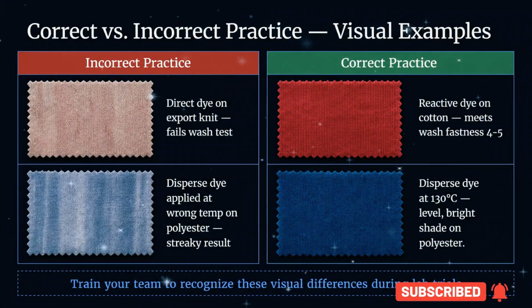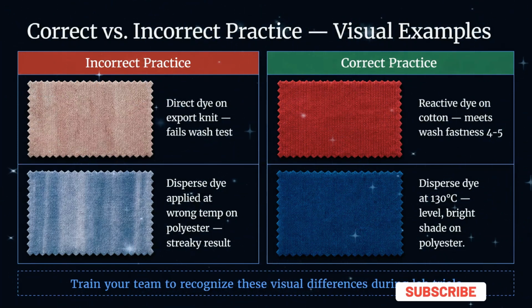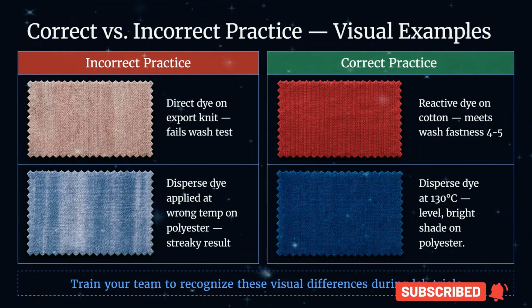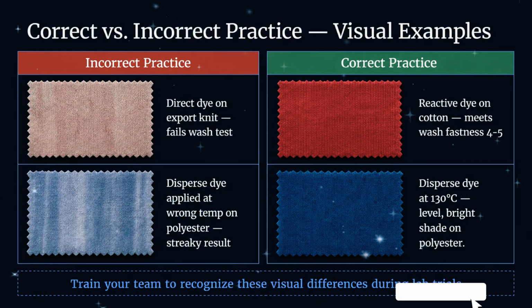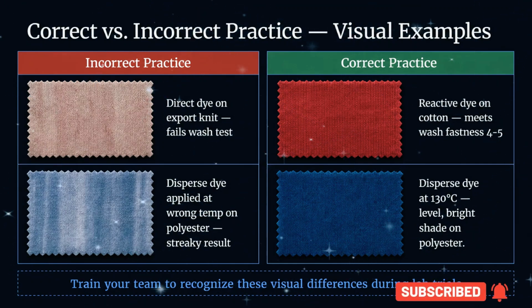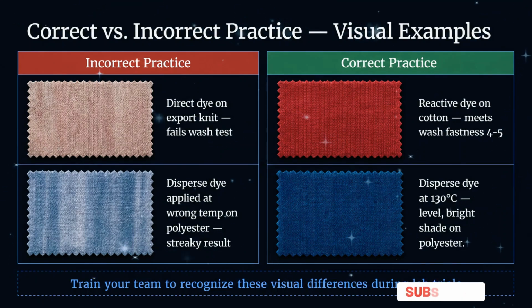Observe these visual examples. Incorrectly using direct dye on an export knit results in a failed wash test. Applying dispersed dye at the wrong temperature on polyester causes streaks. Correct practice, such as reactive dye on cotton or dispersed dye at 130 degrees Celsius, ensures bright, level shades and meets fastness standards. Train your team to recognize these differences.